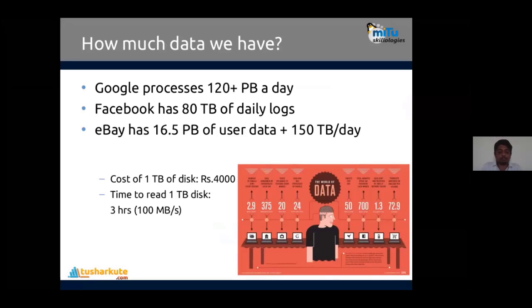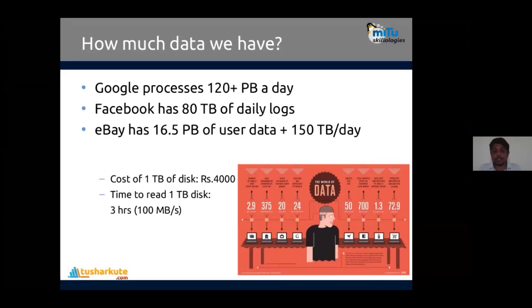Actually, let me make the data units clear here. A known unit is the terabyte. 1024 GB is 1 terabyte, and 1024 terabytes is 1 petabyte. And likewise, 120 petabytes per day of processing is done by Google. This statistic is from February 2020.